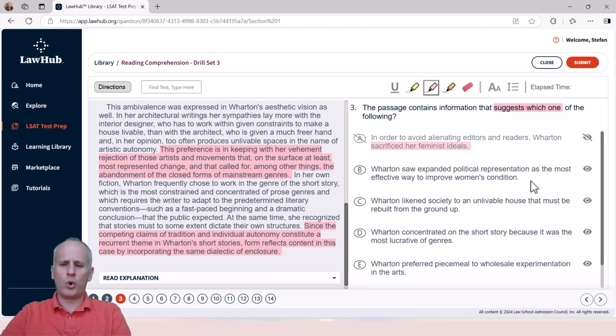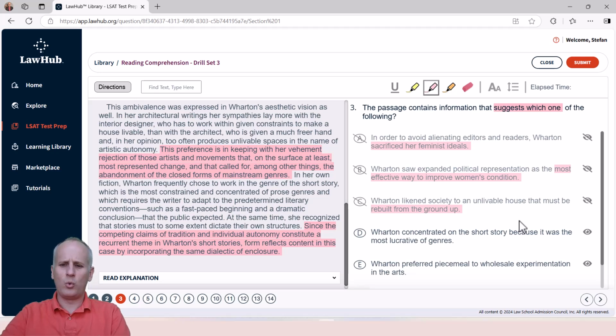Then choice B, Wharton saw expanded political representation as the most effective way to improve women's condition. Well, we didn't talk about what she actually believed would improve women's condition. Again, it's the sort of thing that should have stood out if it had been stated. So we eliminate B once again as being pretty extreme. Then choice C, Wharton likened society to an unlivable house that must be rebuilt from the ground up. Well, no, we wanted to build within the confines of what the architect had set up from our narrative. So we're going to eliminate choice C for that reason. Again, rather extreme, rather quickly.